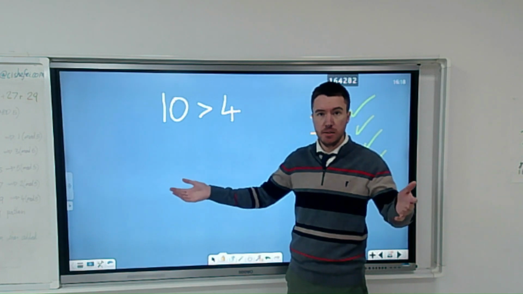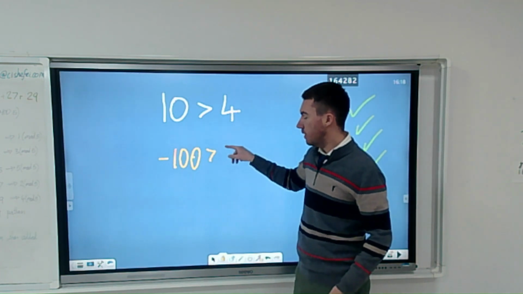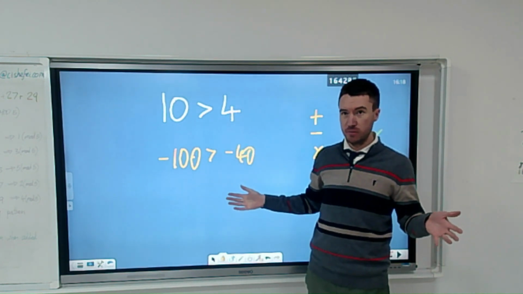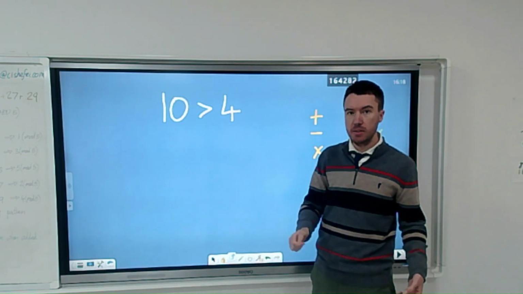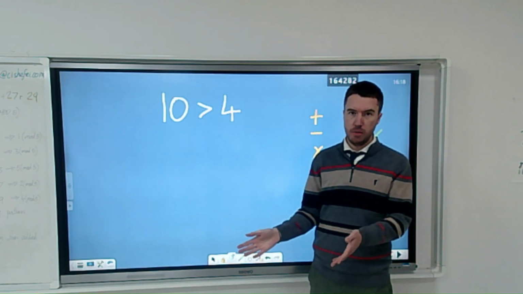Minus 10 times by minus 10. Okay, then I got minus 100 is bigger than minus 40. And again, that's not true. Okay, so I think multiplication by a negative number is not working. Let me try divide by a negative number.